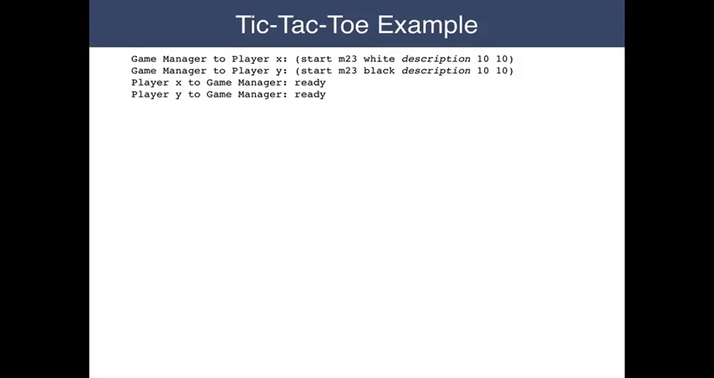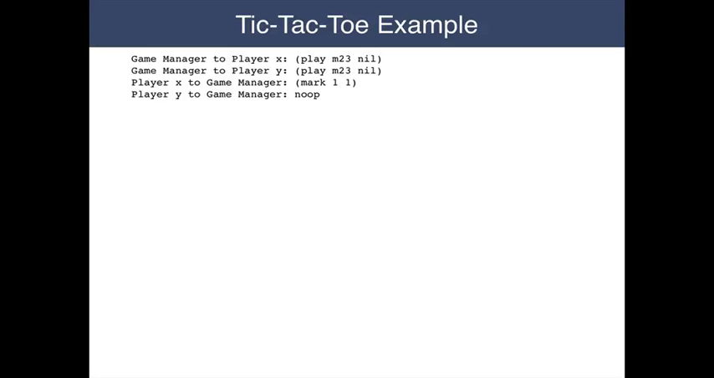Okay, now here's an example of messages for a quick game of tic-tac-toe. The game manager initiates the match here by sending a start message to all of the players, each with a different role. So player X is playing white and player Y is playing black. The players then respond with ready. They can respond immediately, or they can wait until the start clock is exhausted before responding. That's at their discretion.